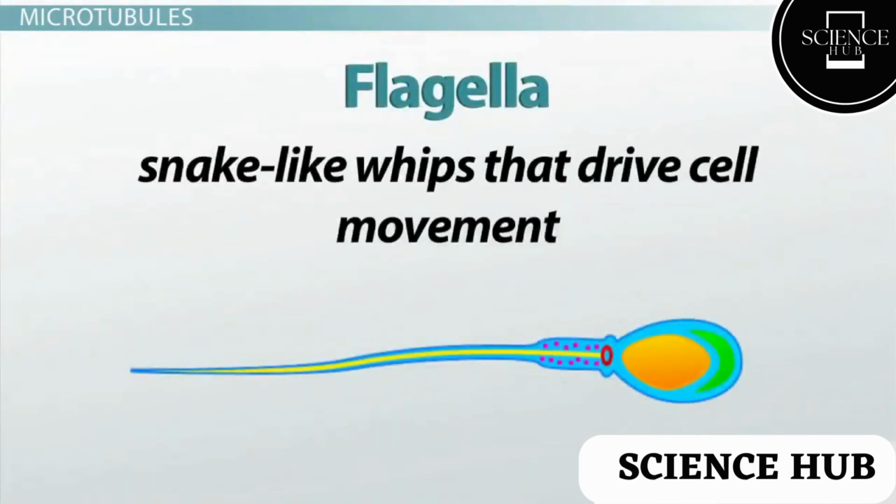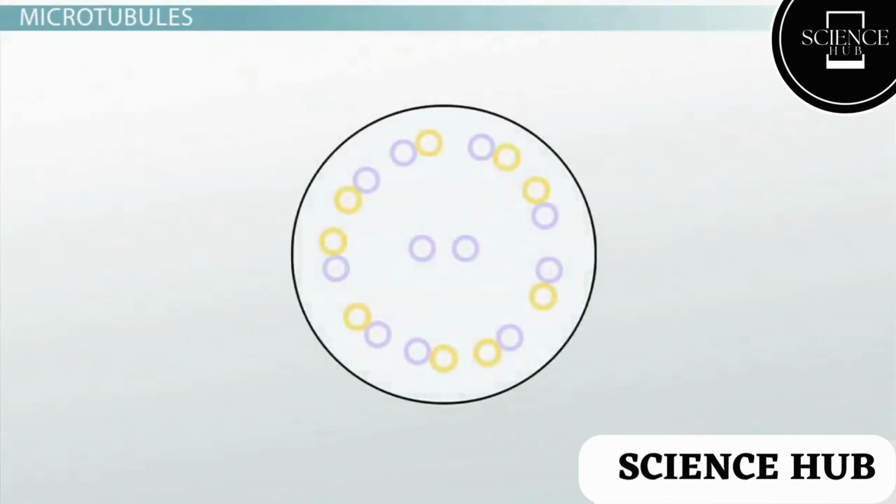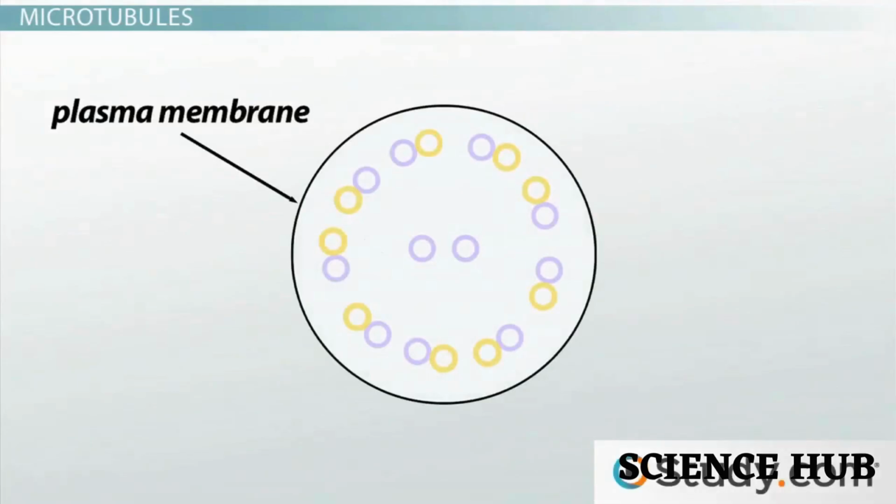Flagella are long snake-like whips that drive cell movement. Sperm cells are an example of cells that have flagella, which allows them to swim. And cilia are multiple short hair-like structures that beat to move liquid around a cell. Cilia are found in the cells that line your respiratory tract, where they rhythmically beat to help you move mucus when you're sick. Both flagella and cilia are made with microtubule structures surrounded by a plasma membrane.